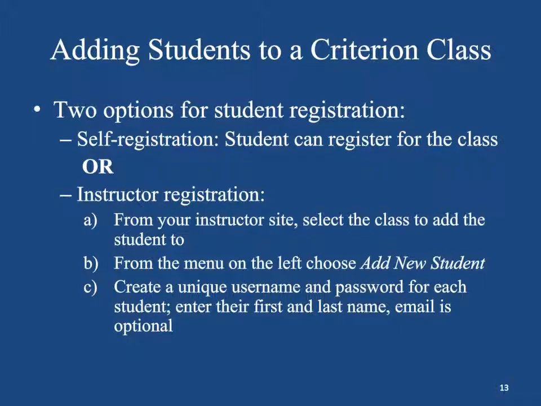Adding students to a Criterion class. There are two options for student registration. They are self-registration, where the student can register for the class, or instructor registration, where the instructor adds the student. If you are doing instructor registration, you may do so from your instructor site.